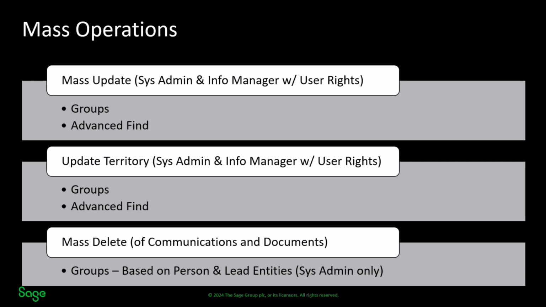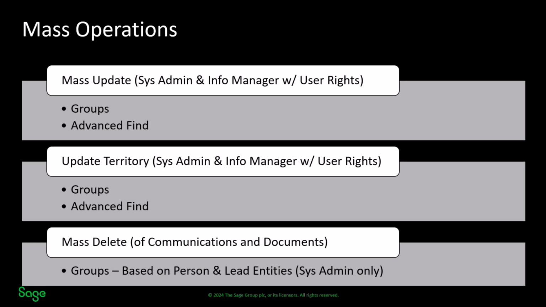Just reminding us of what we've looked at then is that mass operations are to allow us to make changes on groups and advanced find result sets, to be able to carry out updates of data within that principal entity, to be able to carry out a reapportioning of territory rights as well, moving blocks of data from one security territory to another security territory to control the allocation of work within an organization.